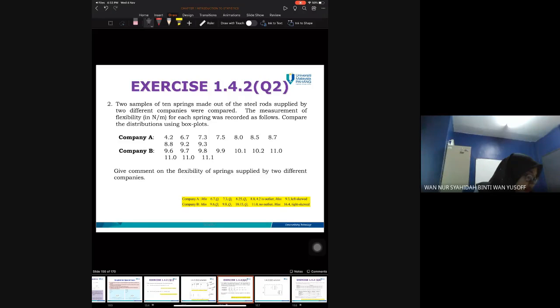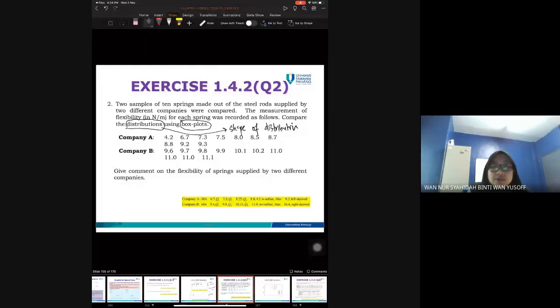So we need to compare the distribution using box plot. It is clear why you need to draw the box plot, because we have the words here: using box plot, compare the distribution. The distribution that we mean here is the shape of your distribution. Based on the box plot, we can get only 3 different shapes, similar to the measure of central tendency. They are left skewed, right skewed, or symmetric.